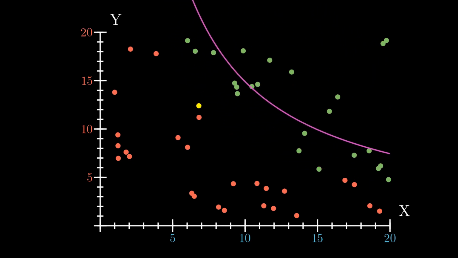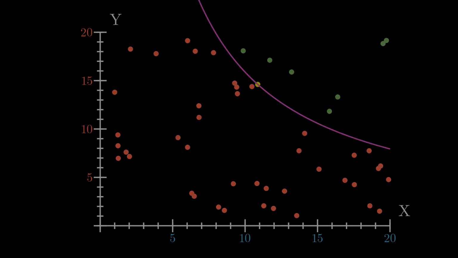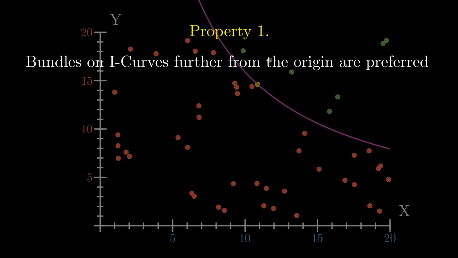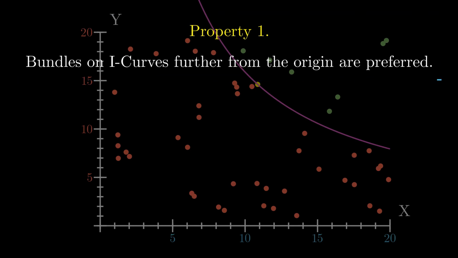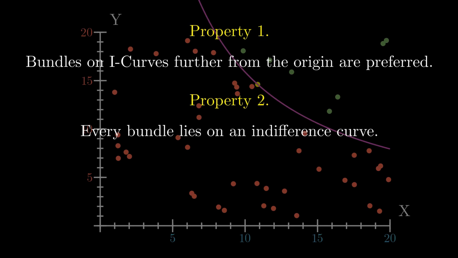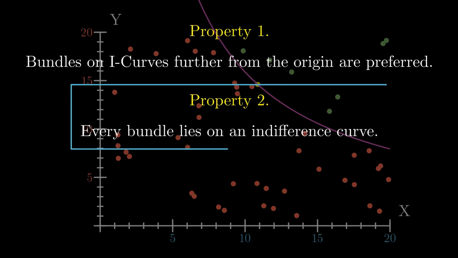Indifference curves have 5 key properties. 1. Bundles on indifference curves further from the origin are preferred to those on the indifference curves closer to the origin. And this is just coming from our non-satiation assumption. 2. Every bundle lies on an indifference curve. This is just coming from completeness.